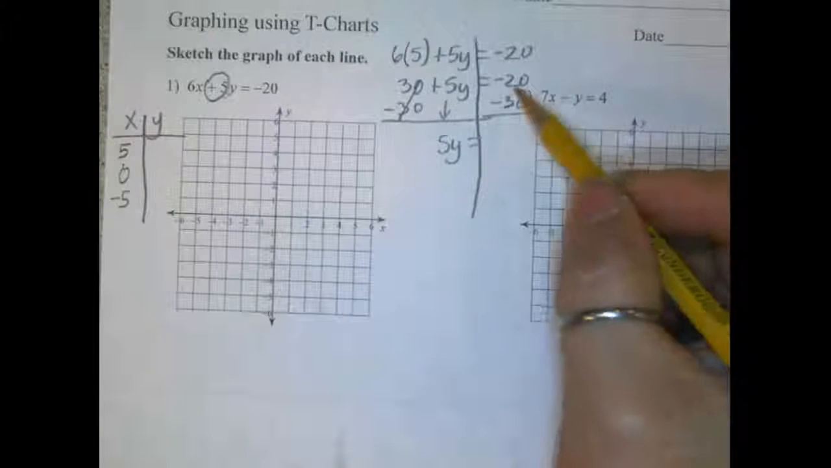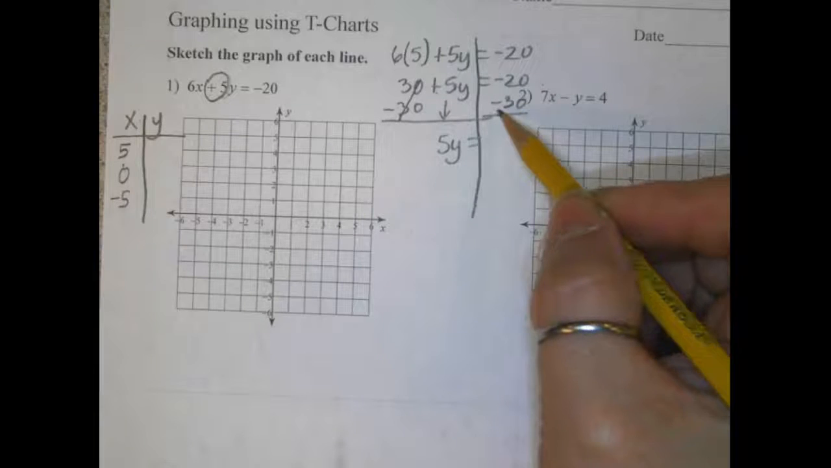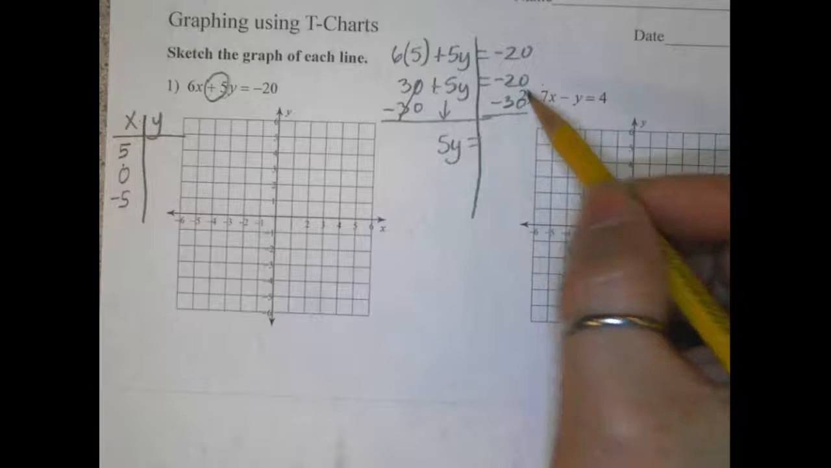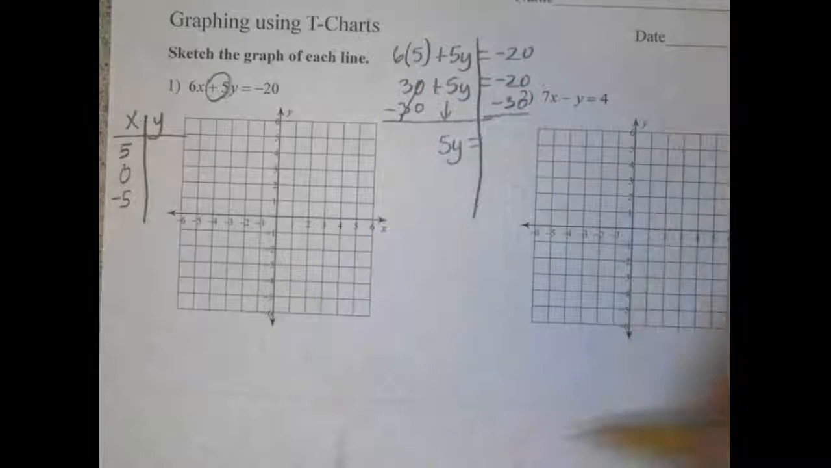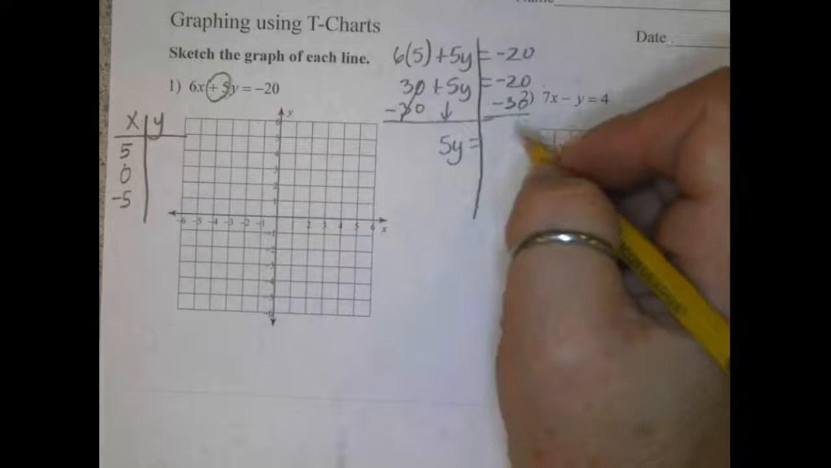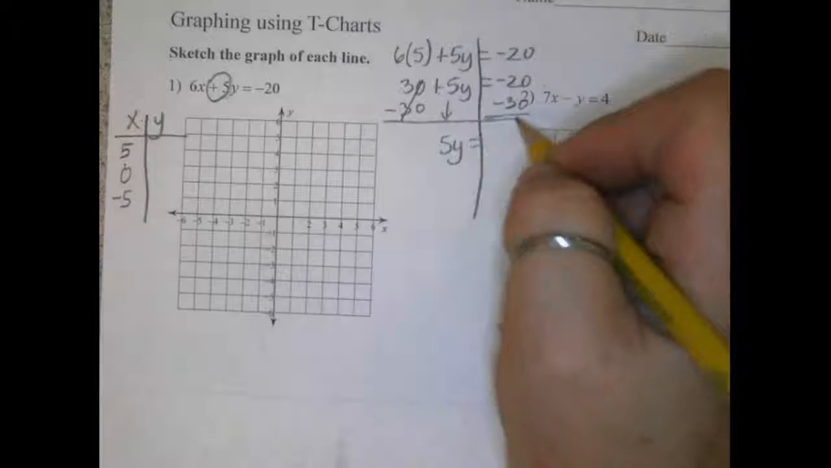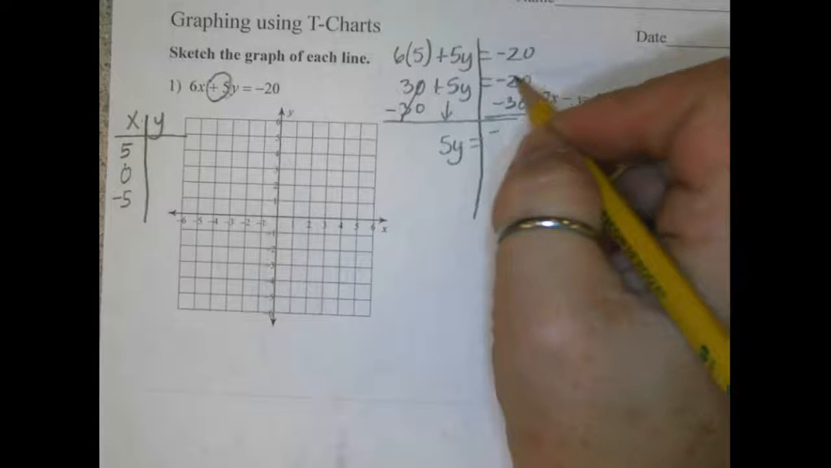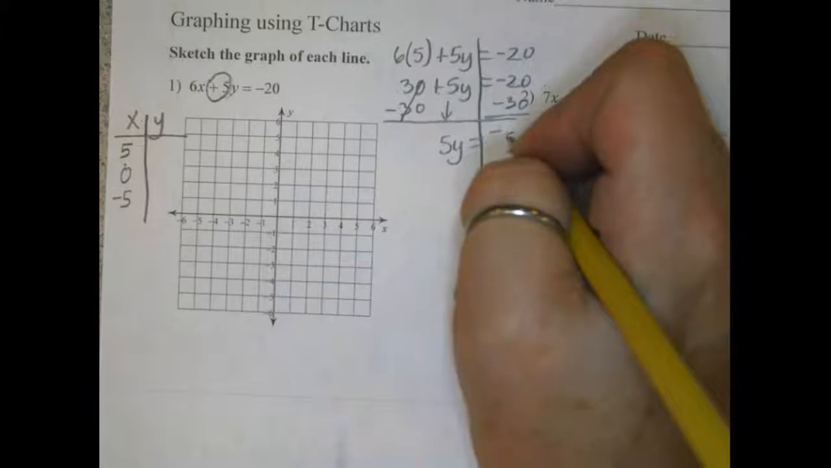But now I have a negative 20 plus a negative 30. So I need to add, right? If I'm using my column method, I have 20 plus 30, and the answer is going to be what? Positive or negative? It's going to be a negative. So what's 20 plus 30? Negative 50.